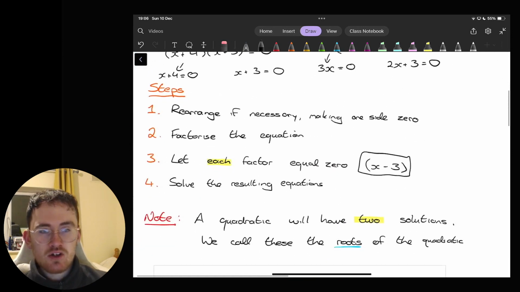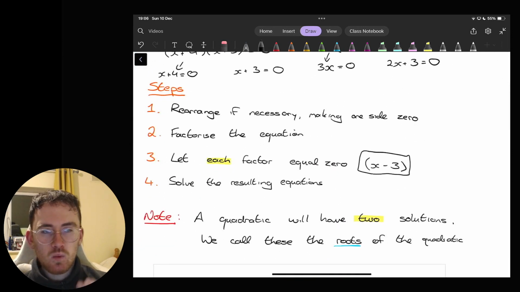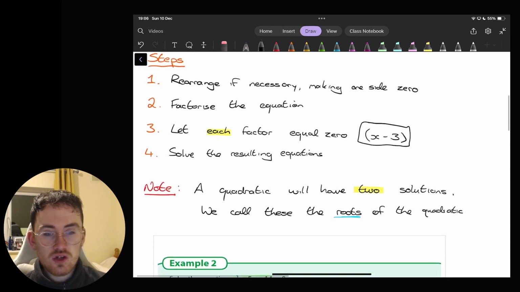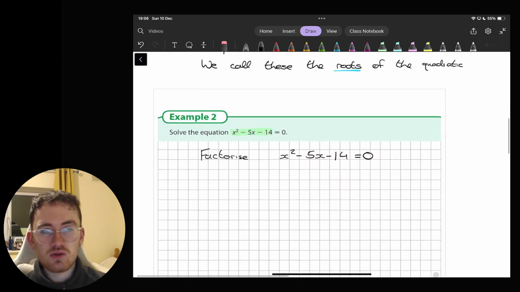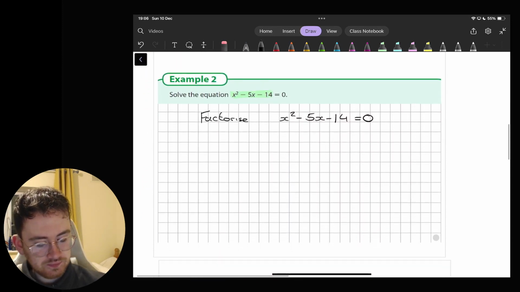Our steps here are to rearrange if necessary, so we make one side equal to 0. That's always a starting point for us. We then factorize the equation as normal, just as we normally would. We let each factor equal 0, and I've put a note there again, a factor usually looks like a bracket. Then we solve the equations that we're left with. Noting as well that a quadratic will have two solutions, and we call them the roots of the quadratic.